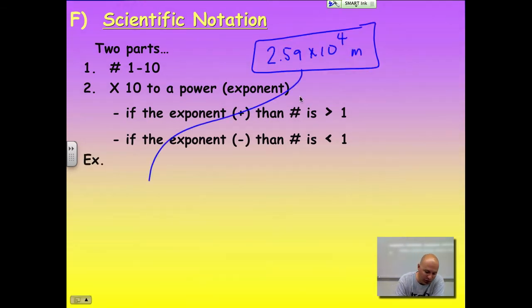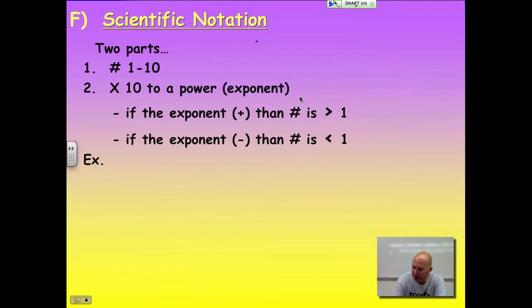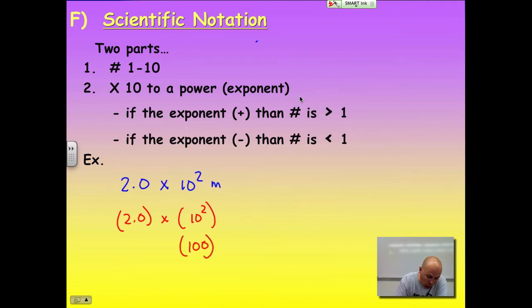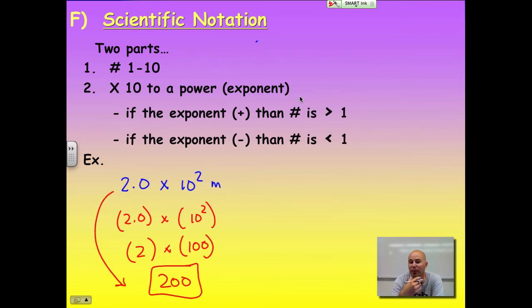I'm going to go ahead and use this one down here. Actually, let's use that after. Let's go ahead and use an even smaller number. Let's say I have 2.0 times 10 to the second. Now I'm going to go ahead and put meters. Really, scientific notation is a math problem, and it tells you what the math problem is. 2.0 times 10 to the second. Well, what is 10 squared? 100. So 100 times 2 is 200. So notice how really this is a math problem going from your 2.0 times 10 to the second to 200.